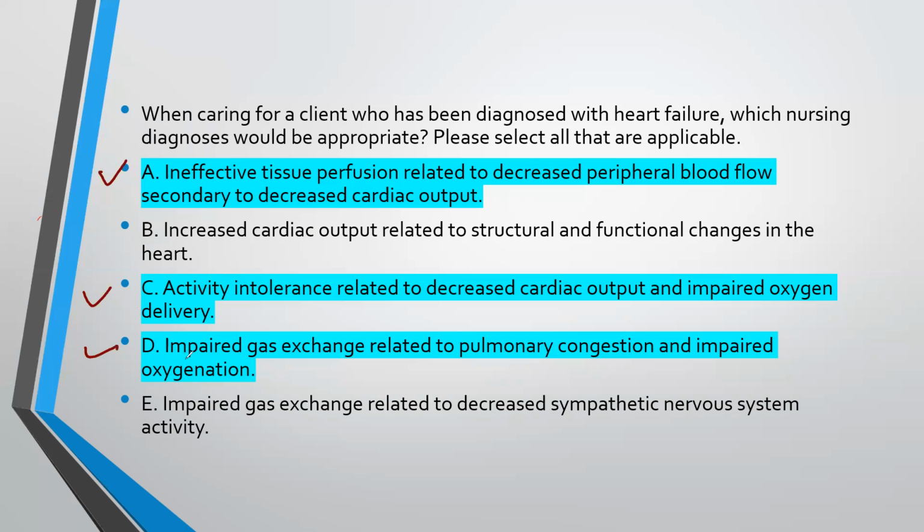And the D option is right, impaired gas exchange, because there is excessive fluid retention in heart failure, specifically in left-sided heart failure. Pulmonary congestion occurs, fluid is retained, and pulmonary edema occurs and interrupts our oxygen supply to the body, hence the impaired gas exchange. B and E are not the right answers because there will always be decreased cardiac output in heart failure, not increased, and sympathetic nervous system activity will not decrease here; it will always increase.